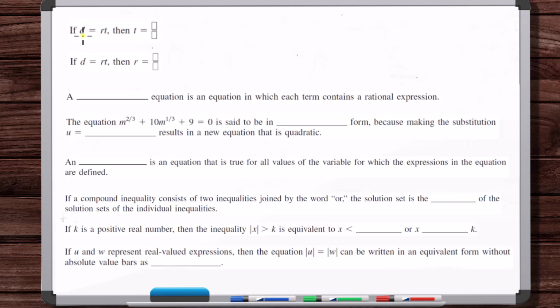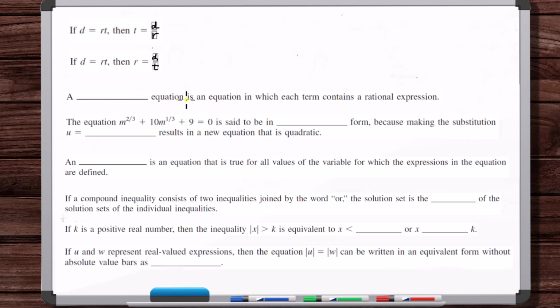Okay, if D is equal to RT, then what does T equal to? Well, if we divide both sides by R, T is equal to D over R. If D is equal to R times T, then R is equal to, well, if we divide both sides by T, then R is equal to D over T.